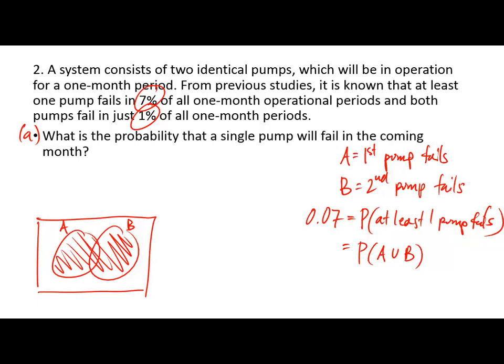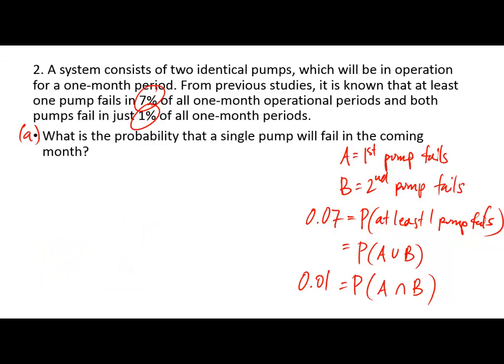Is that okay with everybody? If it's not, speak up. This is what we're here for. Okay. So that's 0.07. What about 0.01? What's that the probability of? That's the probability that they both fail. So in terms of A and B, how could I say that? Vanessa? Yeah, this is a little more straightforward. It's the probability of A intersect B, so the probability that the first pump fails and the second pump fails. Okay.